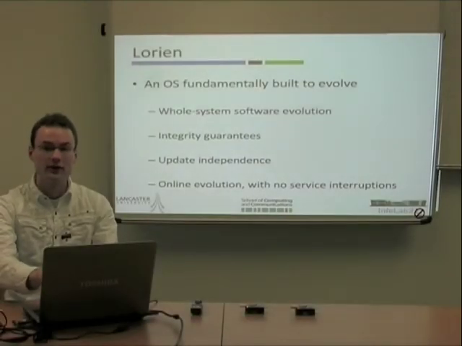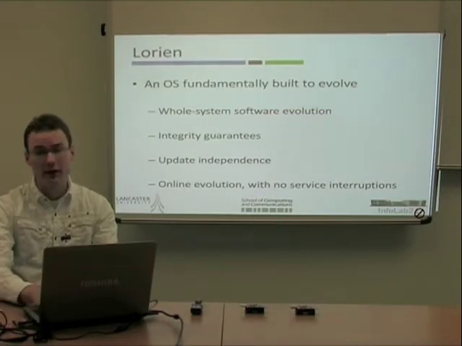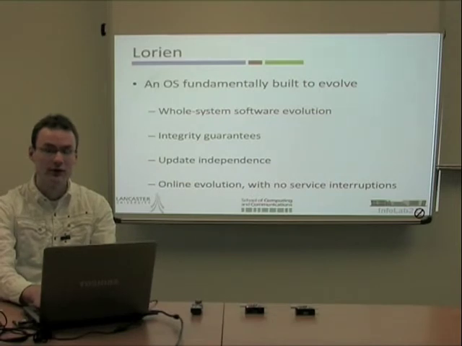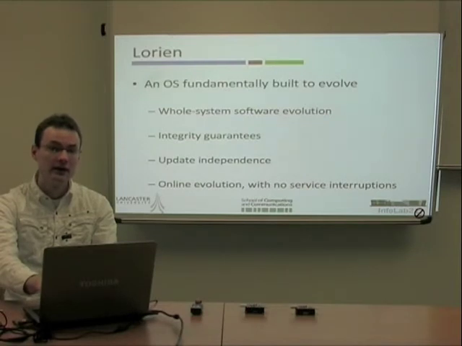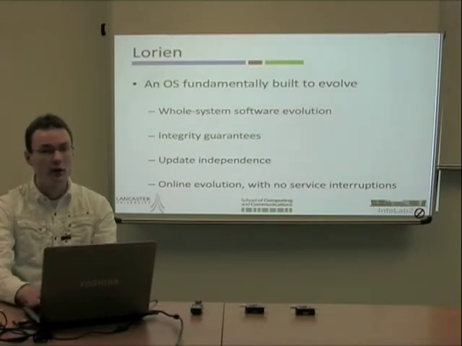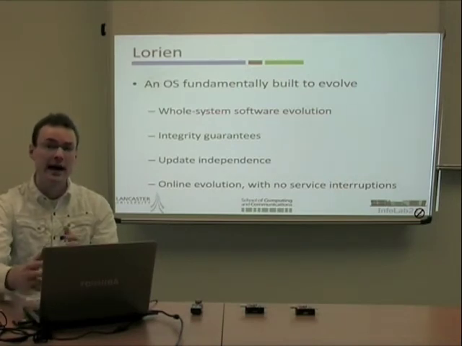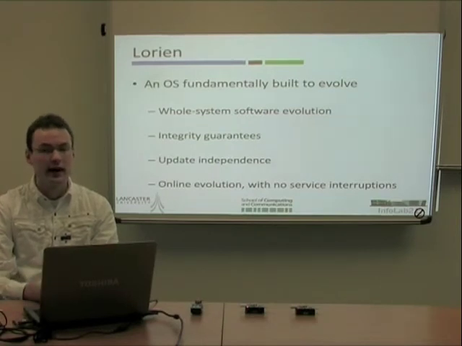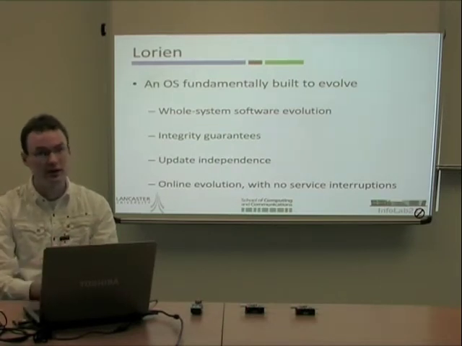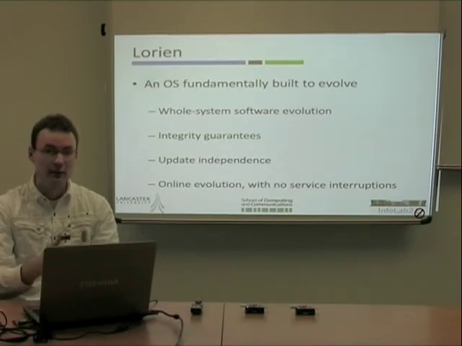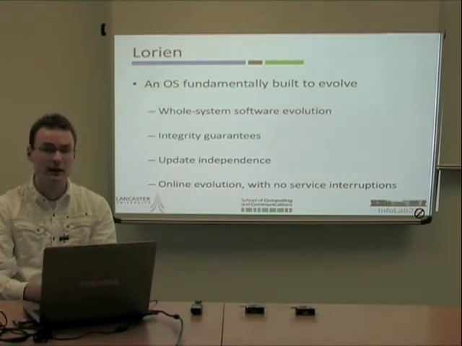So this ends a quick introduction to the Lorien OS, an OS fundamentally built to evolve. So hopefully you've seen that we have an OS which supports whole system software evolution, from drivers all the way up to applications. And we have very good integrity guarantees, meaning that even fundamental software changes will not break the running software. We also have very strong update independence, meaning that we can add and remove components in any order we want. And also, of course, different applications can coexist on the same node. And finally, we support online evolution. Even the most fundamental software changes happen when the system stays online, which means that we get no service interruptions in the face of software change.